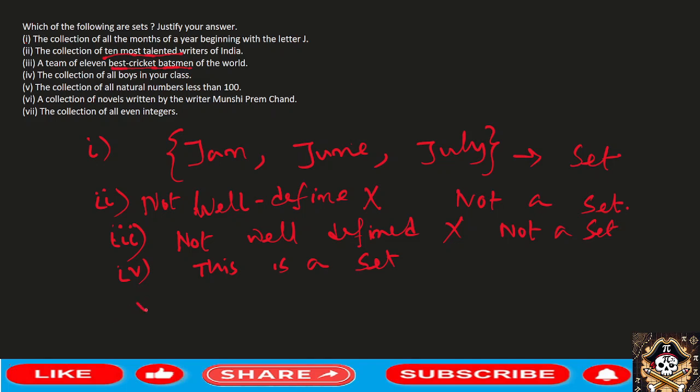Now go to the next one. The collection of all natural numbers less than 100. Here the collection is 1, 2, 3 and so on up to 99, because here they say less than 100. So this collection is well defined. We can know, count and write the elements. Therefore this is a set.